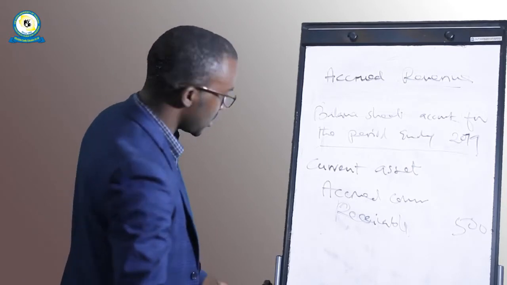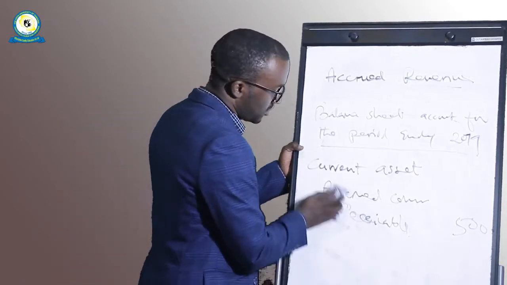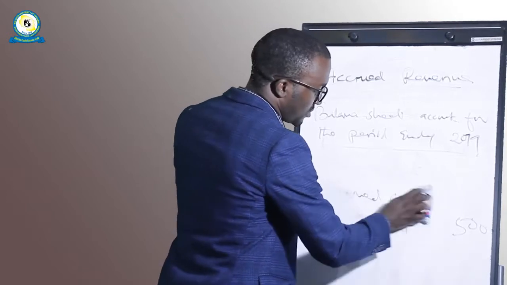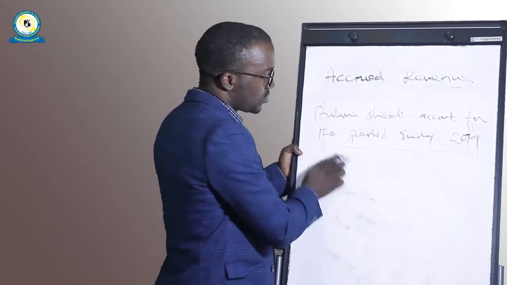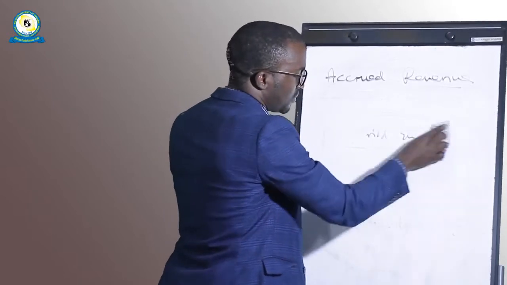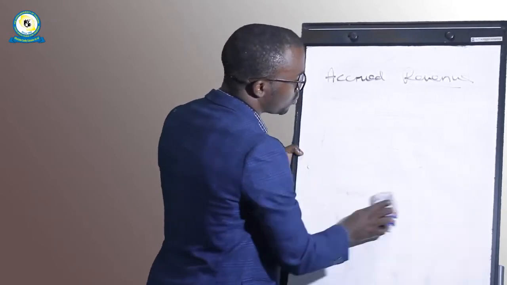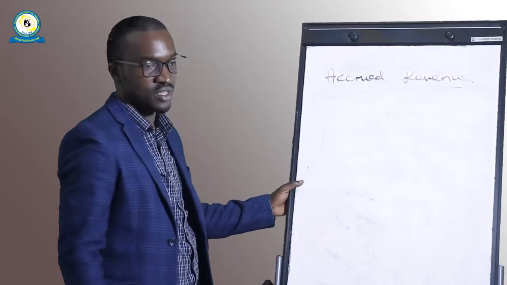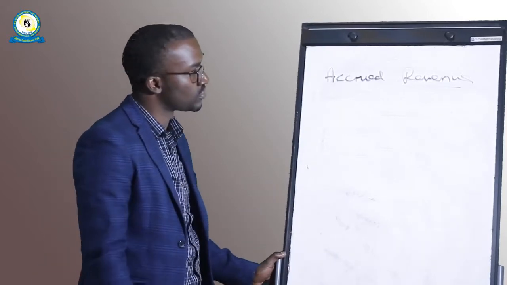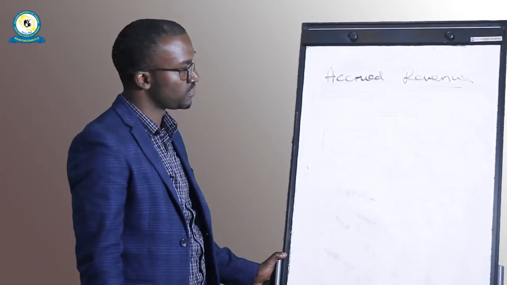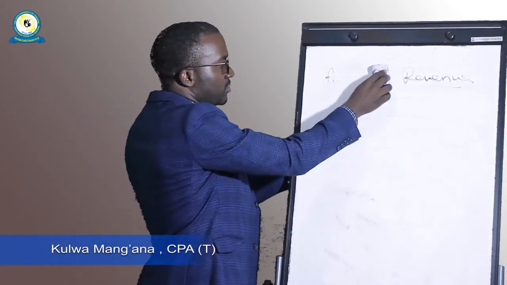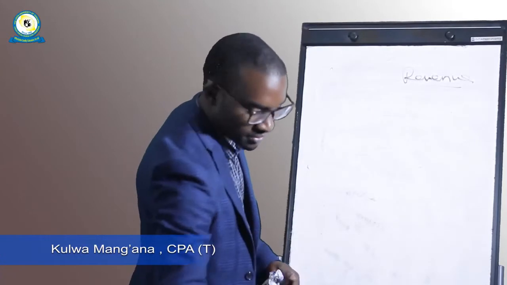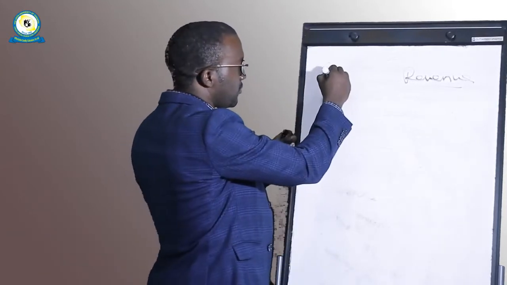Okay. Now, if you have an accrued revenue, then expect to have a prepaid revenue. So the treatment should be vice versa. If you have an accrued revenue, then expect to have a prepaid revenue. I think I should give you an example of a prepaid revenue to make it clear.